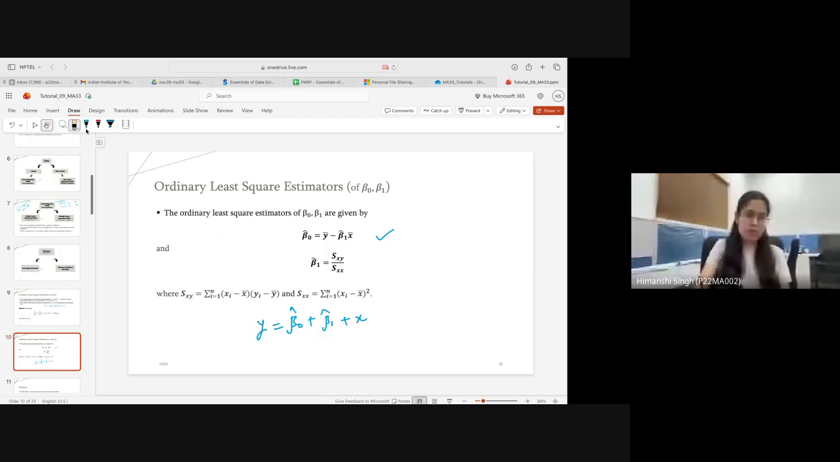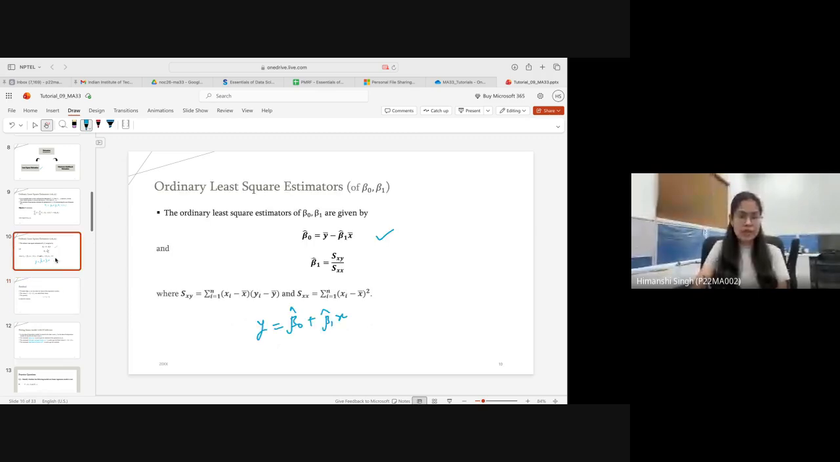Not plus x, it is into x. Fine, so this will be our line. Now one more thing: if I put the value of a particular xi here and find the yi, there is a difference. Here we had this data, and we fixed this line. So this line is, for example, y equals beta naught hat plus beta 1 hat x.